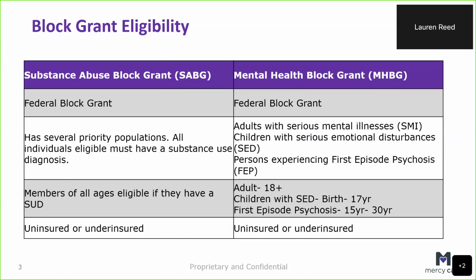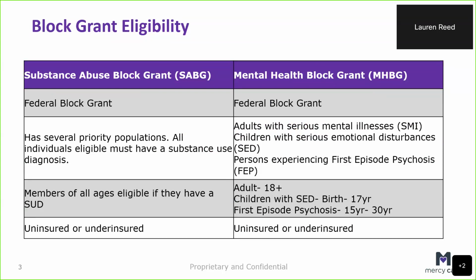Some of the overarching goals of the SABG grant include access to a comprehensive system of care, ensuring access for underserved populations, providing gender-specific treatment options, promoting recovery and reducing risk of communicable diseases, as well as creating accountability for outcomes and access to quality services.